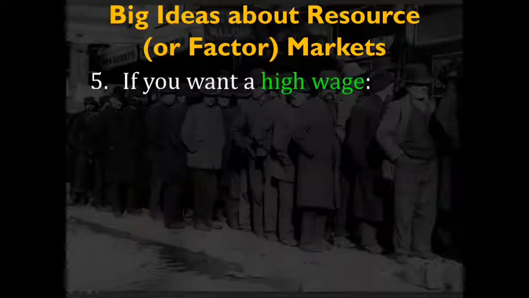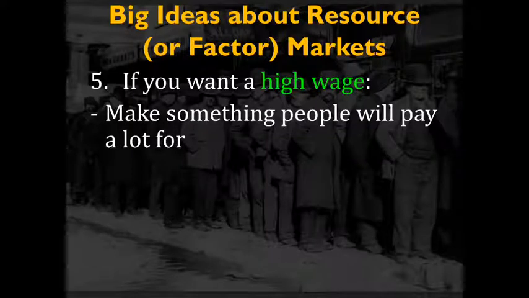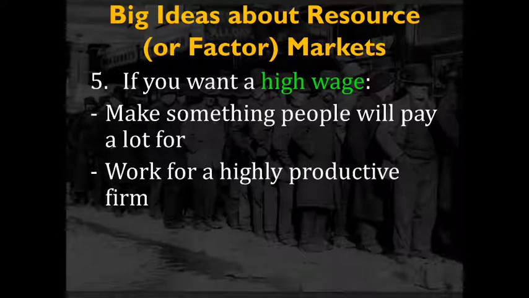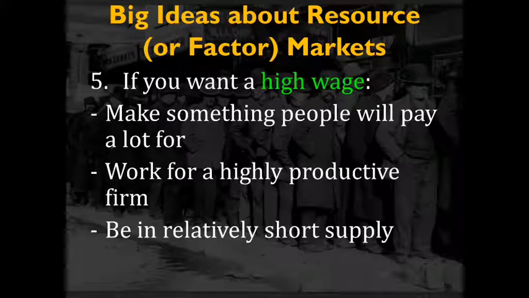Okay. Number 5, from a worker standpoint, if you want a high wage, make something people will pay a lot for. So people pay a lot for stupid things like electronic games or various trinkets. For a while it was fidget spinners. People would pay a lot of money for it. Work for a highly productive firm, and that's where Silicon Valley firms are very productive, and we'll look at productivity. Essentially, it means revenue or product per worker. And be in relatively short supply.